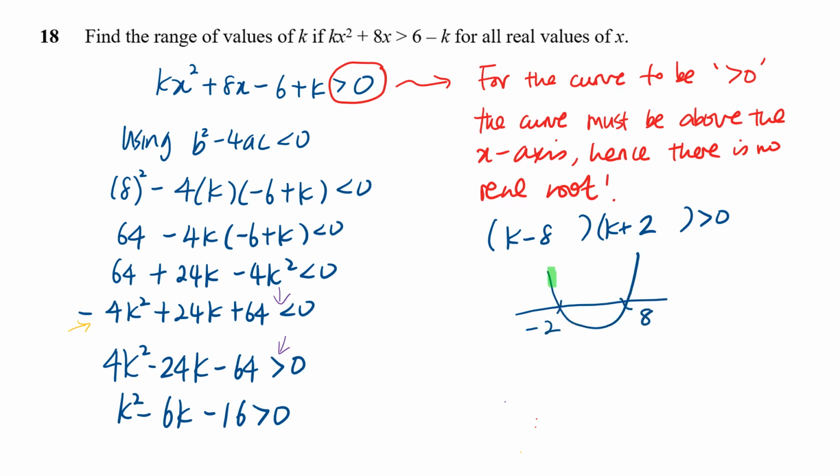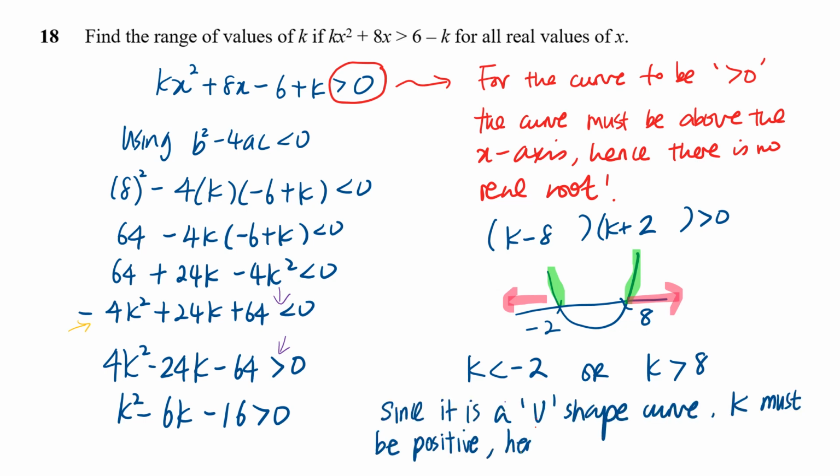Alright, you want it to be above 0. So these are the two that are above 0. The corresponding k values will be k less than negative 2 or k more than 8. Now, remember that this is a curve that's entirely above the x-axis. If your curve is entirely above the x-axis, it must be a U-shaped curve, right? If it's a U-shaped curve, then the coefficient of x squared must be positive, right?